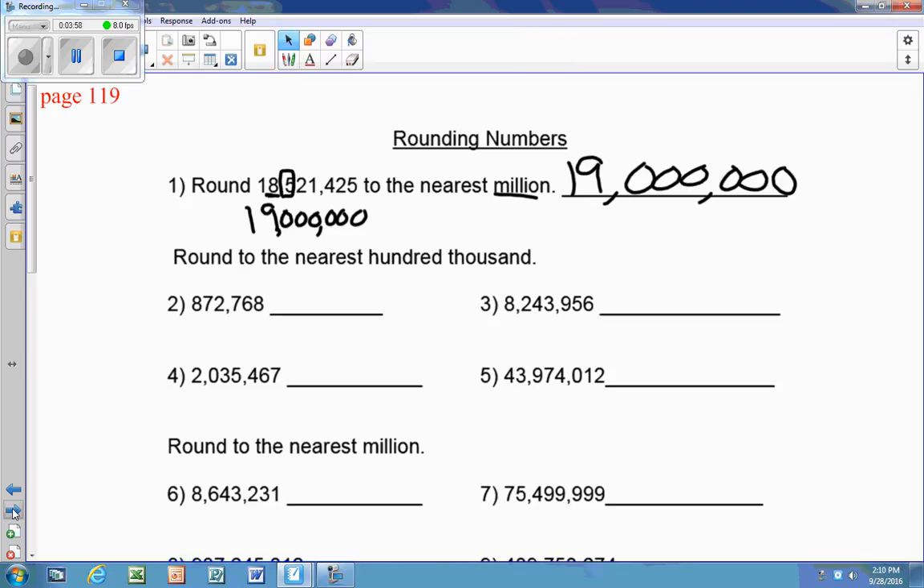I'll try another one. It says to round to the nearest 100,000. In this case, the 100,000 is the last number. I underline it. Box to the right. There's a 7. So if I have 5 or more, I up the score. So I'm upping the score to 9. Everything else becomes a 0. There's nothing to the left, so I don't have to do anything with it.